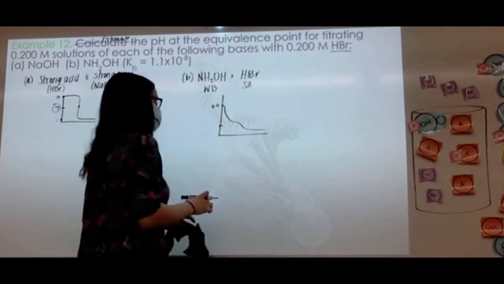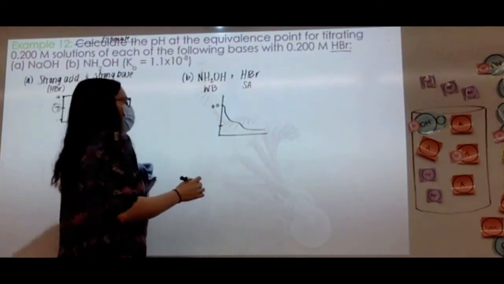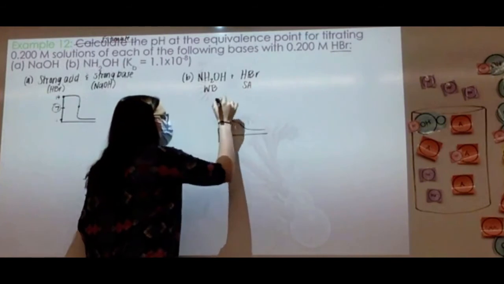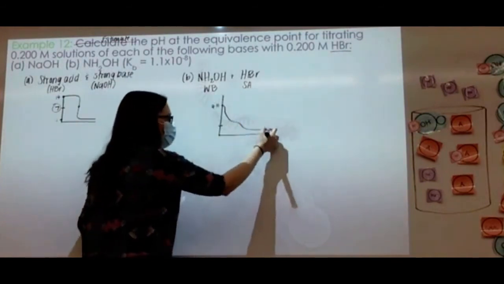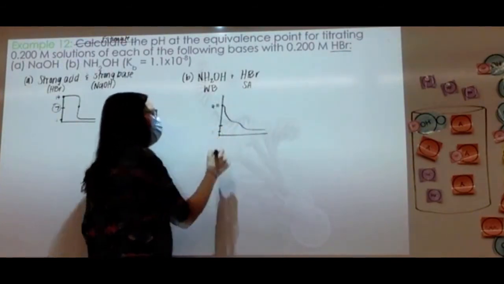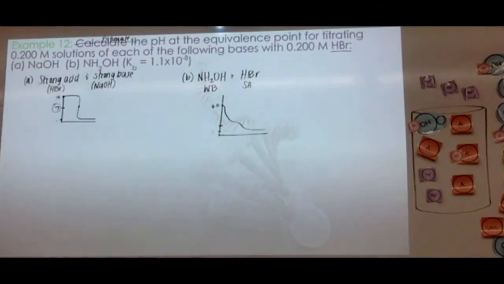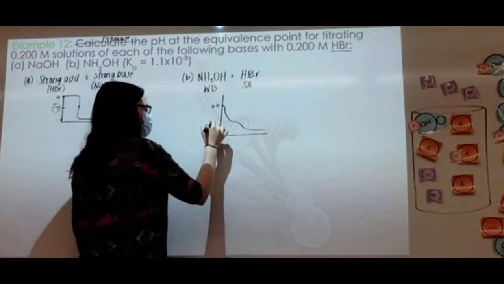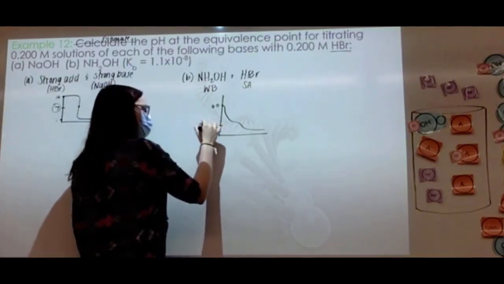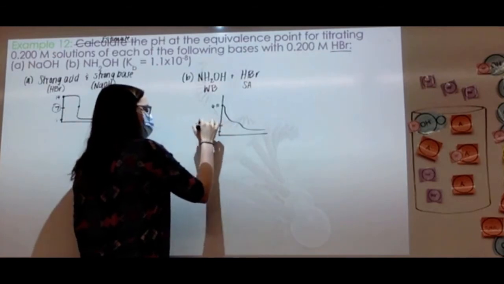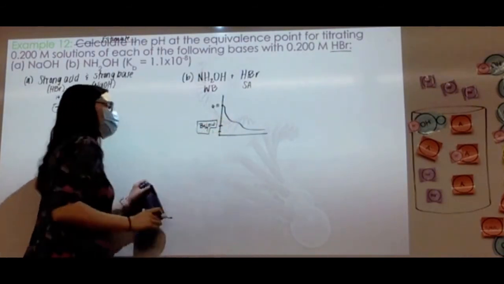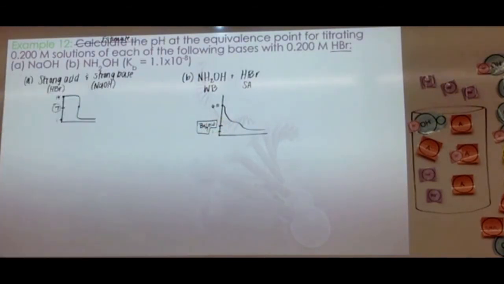This is really what I'm focused on. So here's our starting weak base. We're ending at a relatively low pH because it's a strong acid that's being added. Where would we expect the pH to fall? Above 7, at 7, or below 7? Below 7. So the actual number I'm not as concerned about, but it will be below 7.